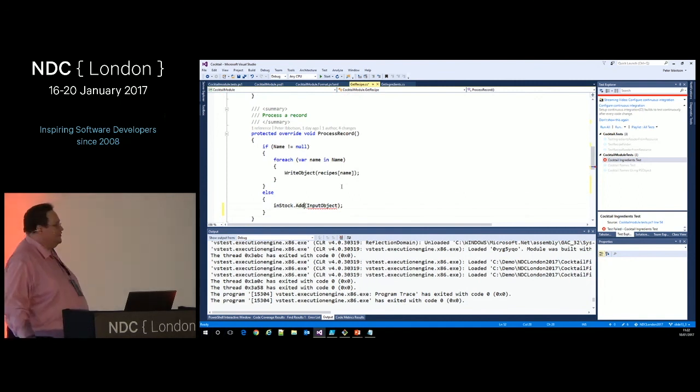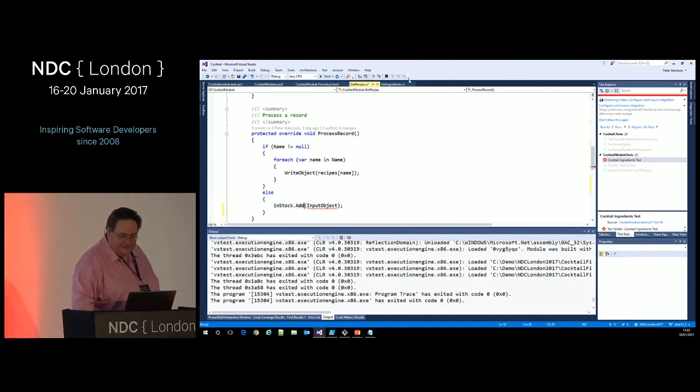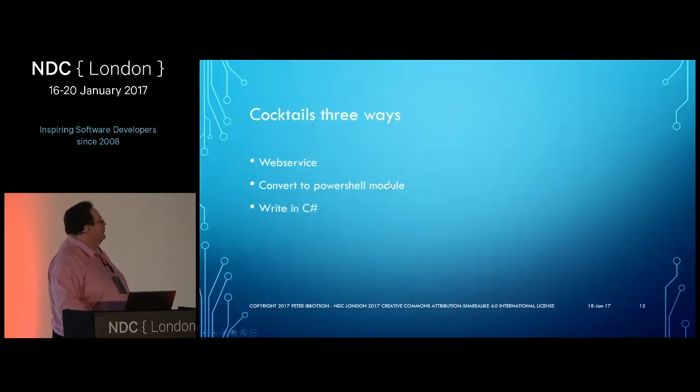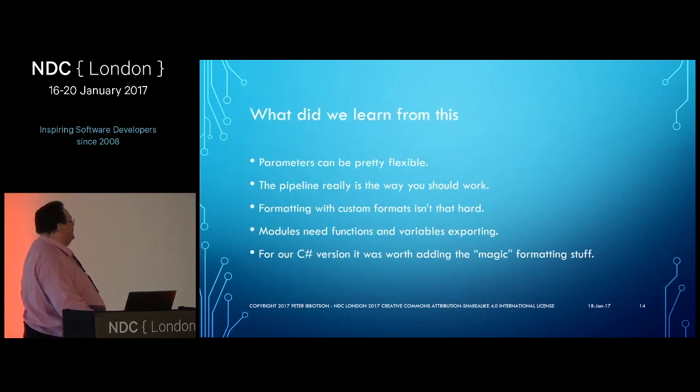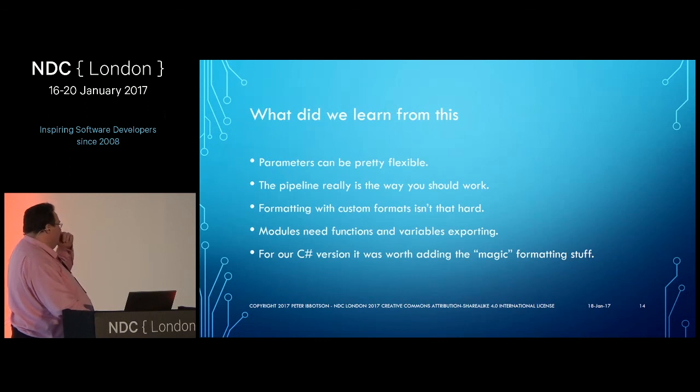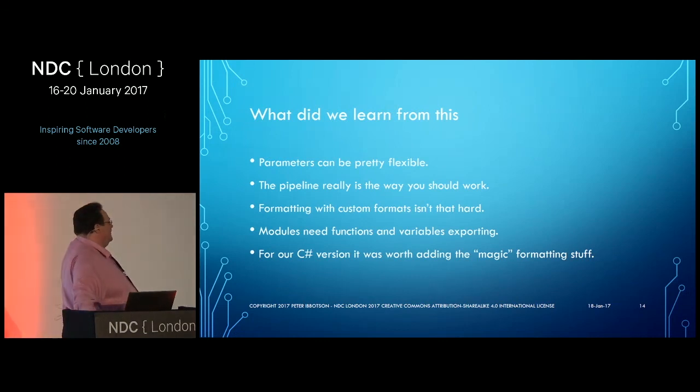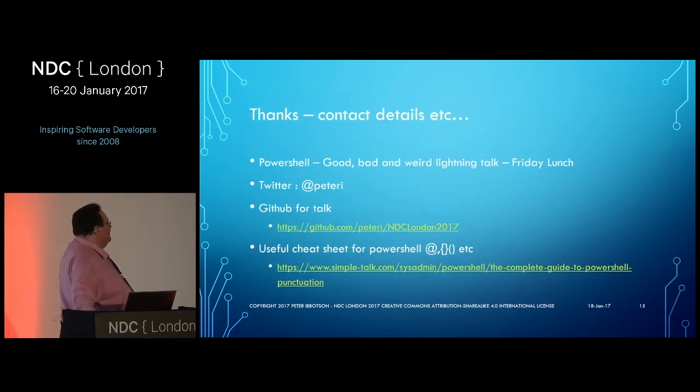There's a perfectly good slide with it on later on. And I'm going to go back to my PowerPoint slides. You've seen most of it anyway. So we can write it in C#. What do we learn? Well, parameters are flexible. Pipeline really is the way you should work. Formatting with custom formats isn't that hard. Modules need functions, variable exporting. In the C# version, it was worth having a magic formatting bit.